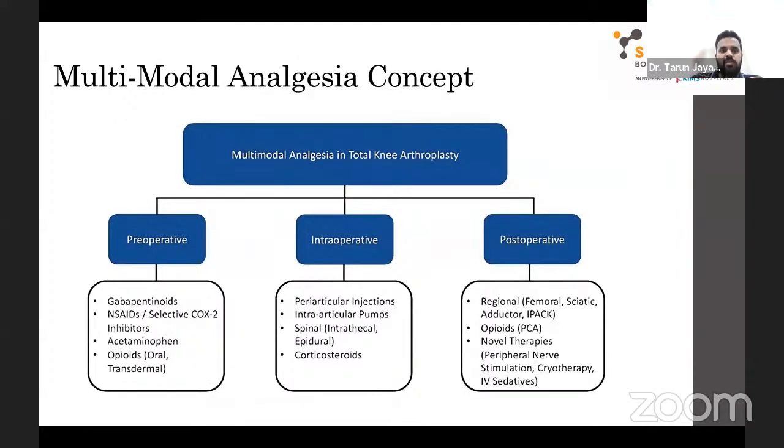So that is why this concept of multimodal analgesia has come into play. Multimodal analgesia basically means that you start pain management not after the surgery, but even before the surgery, during the surgery, and finally after the surgery. There are many modalities by which pain can be managed during each phase of the patient's journey, and we'll be going through each one in detail.